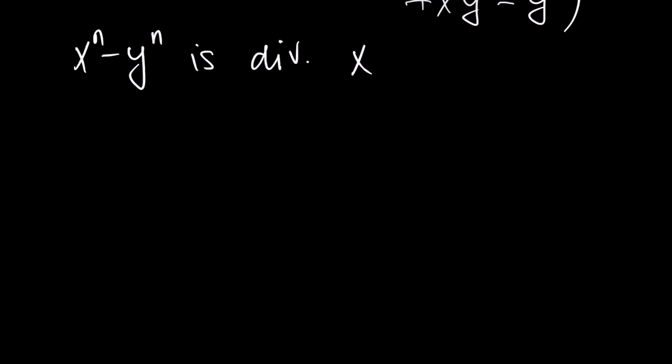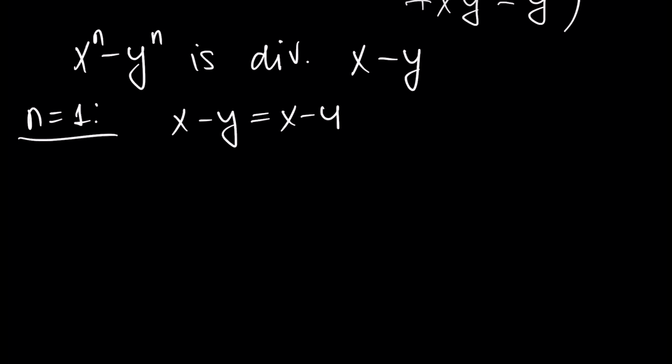Next case, when x to the power n minus y to the power n is divisible by x minus y, not plus y, but minus y. In this case, we have divisibility for any n. So for n equal to 1, we have x minus y is equal to x minus y, and x minus y is divisible by x minus y. Trivial case.